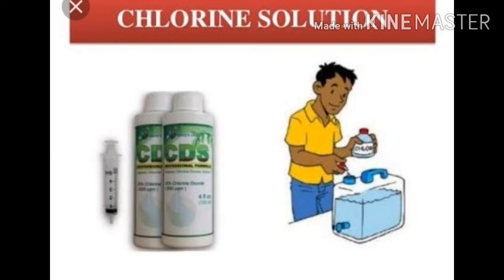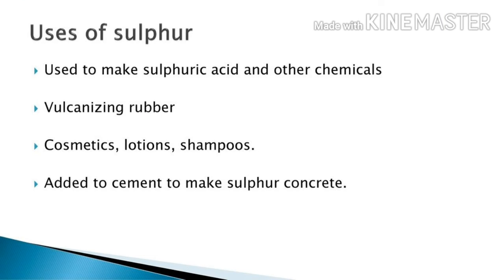Now the next non-metal is sulfur. It is used to make sulfuric acid and other chemicals. We already discussed this in the reactions, where we saw sulfuric acid. To make sulfuric acid, sulfur is used. Then vulcanizing rubber: to make rubber, sulfur is used. Then cosmetics, lotions and shampoos: to make them we use sulfur. It is also added to cement to make sulfur concrete.